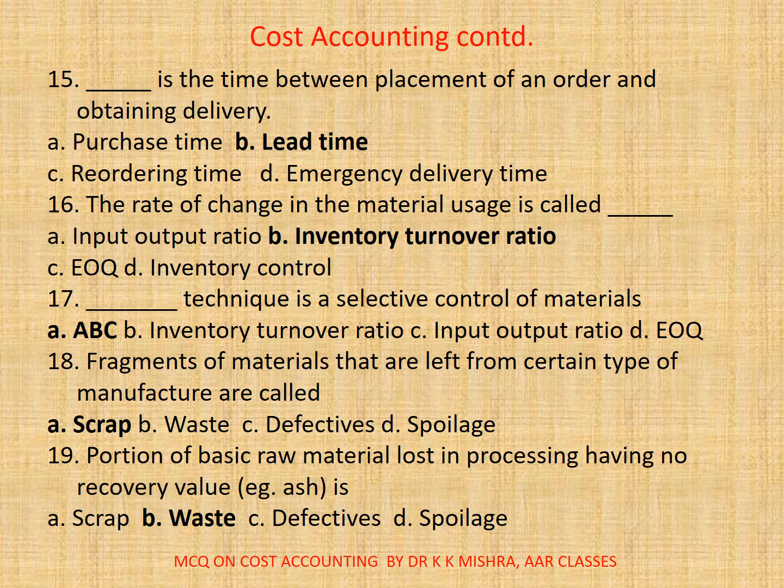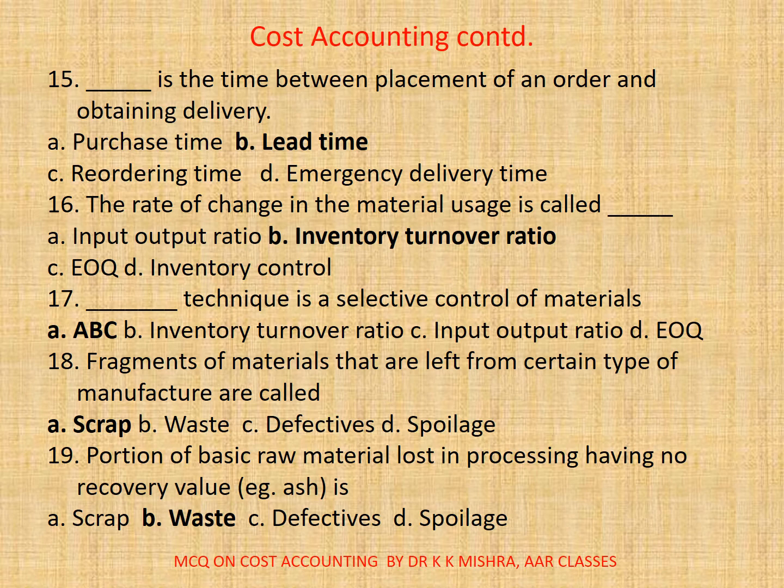16. The rate of change in the material usage is called dash. A. Input output ratio, B. Inventory turnover ratio, C. EOQ, that is economic order quantity, or D. Inventory control. So here correct option is B. Inventory turnover ratio. 17. Dash technique is a selective control of materials. A. ABC, B. Inventory turnover ratio, C. Input output ratio, D. EOQ. Correct option is A. ABC.